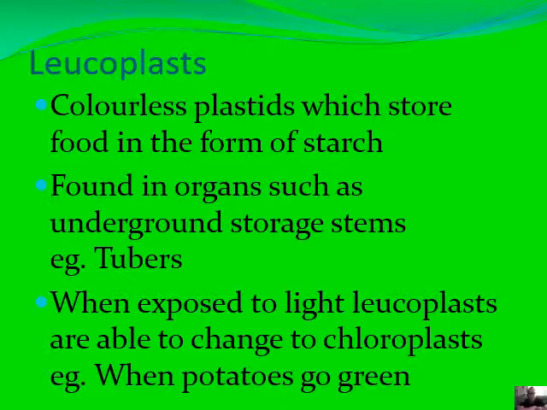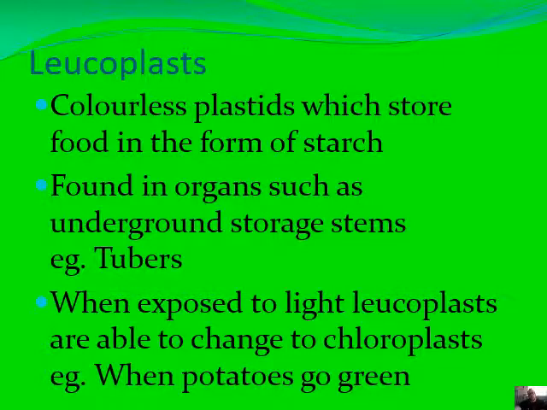So what is that food? Initially glucose, and remember that starch is a long string of glucose molecules as well. So the starch is created so that it can be stored. Found in organs such as underground storage stems, so tubers. And what is a tuber? It's a potato. All right. So technically, when you eat a potato, you're eating its storage stem, which is quite cool, actually.